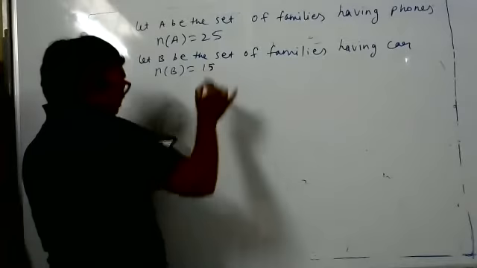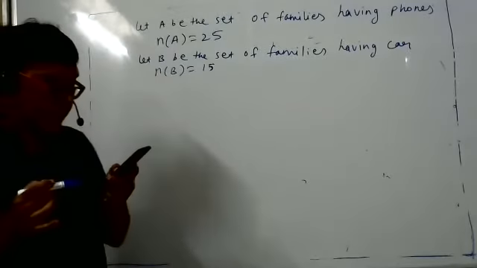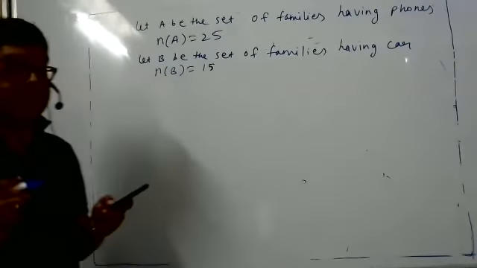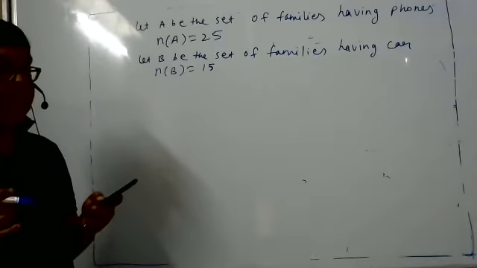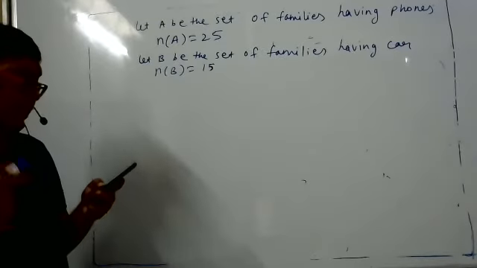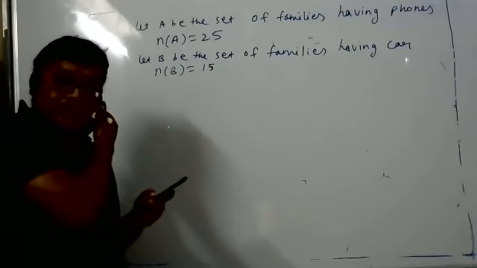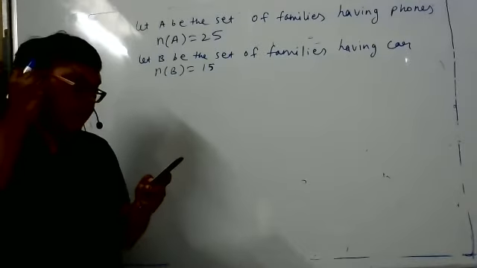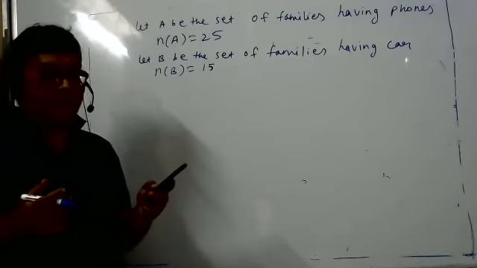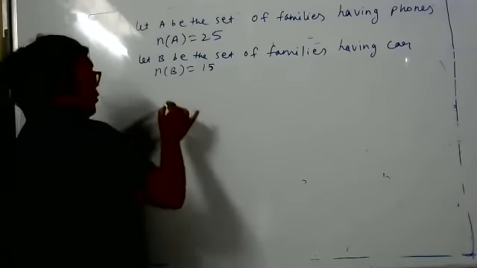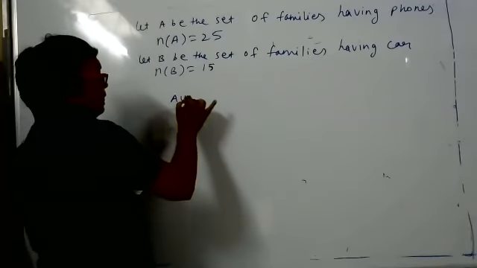Okay, I wrote two sentences, students. In those sentences, who has a doubt? The number of A is 25, the number of B is 15. Anybody has a doubt in that? No doubt? Any doubt in these two sentences? No, sir. Now tell me, what do you mean by A union B?